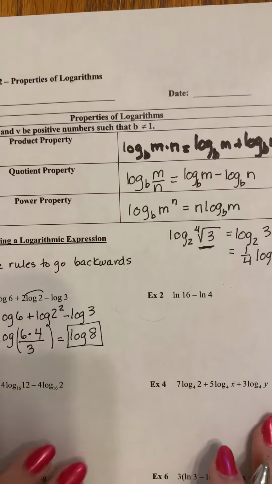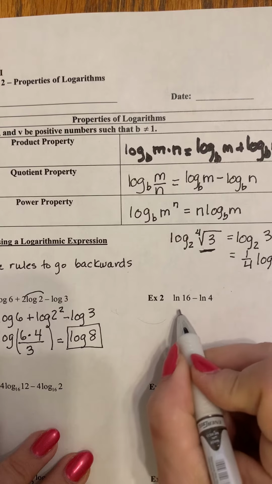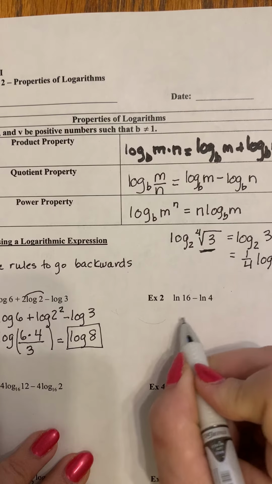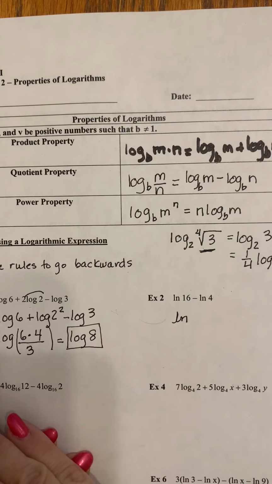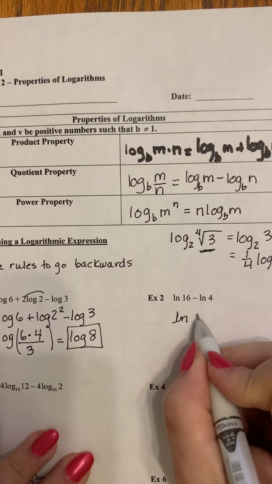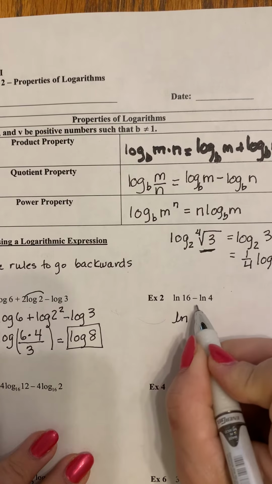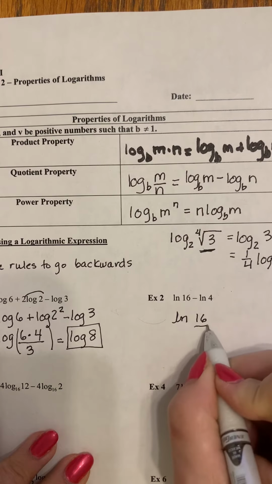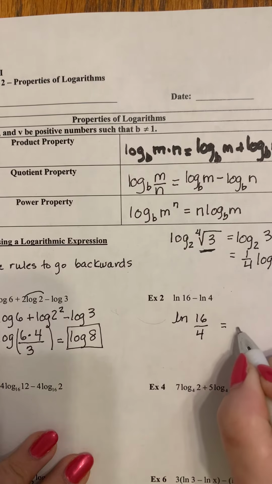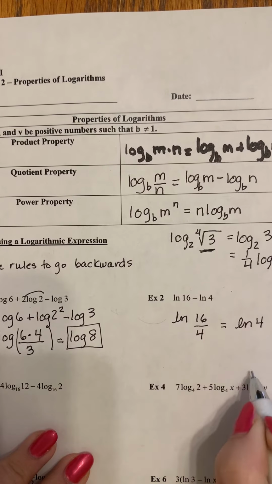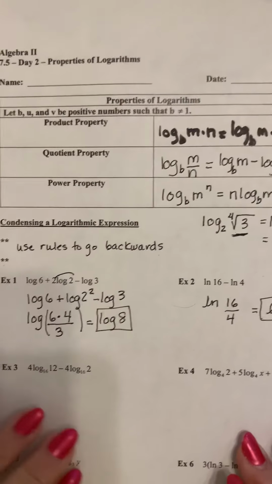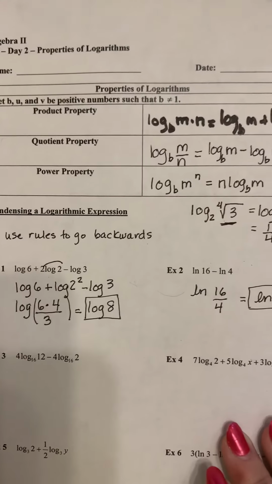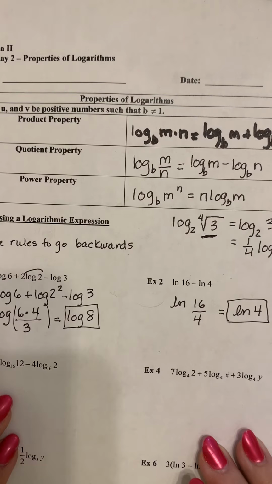Let's look at example 2. This is the natural log of 16 minus the natural log of 4. So we're going to write this as the natural log out in front. 16 is positive, that'll be in the numerator. And the minus the natural log of 4 puts that 4 in the denominator. Simplified, we have the natural log of 4. And that's our final answer. Give you a second there in case you're still copying.